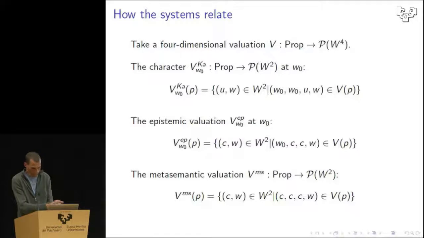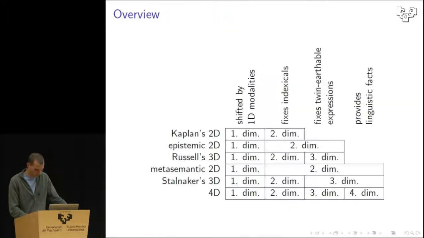So in this way, for every possible world, you find in a four-dimensional model just the characters that expressions have at that possible world. And a similar thing you can do for the epistemic interpretation. So we saw this here, right? The epistemic interpretation has the world of evaluation in the same way as the four-dimensional setting, but then the context just takes the second and the third dimension together.